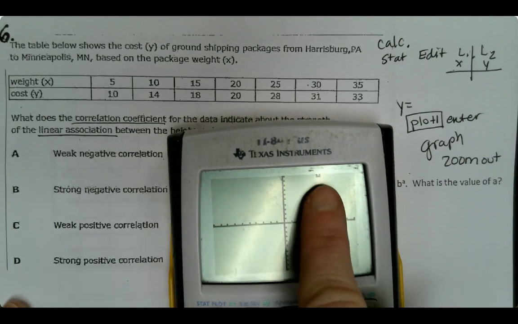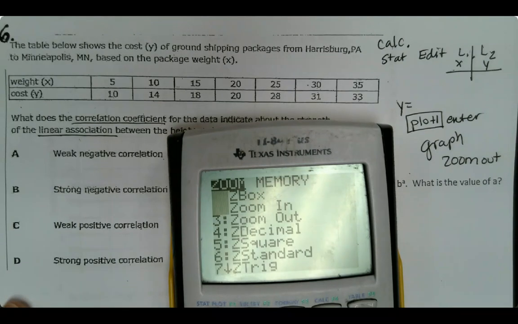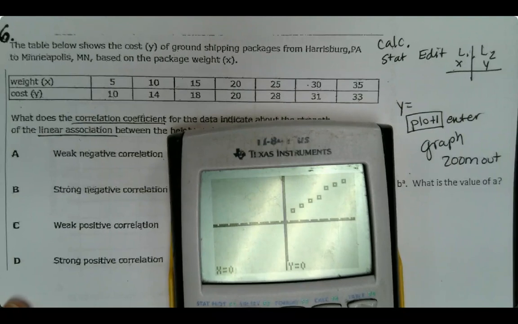but I can only see 1 point. So go to zoom out and press enter. So to plot those points on the graph for you.